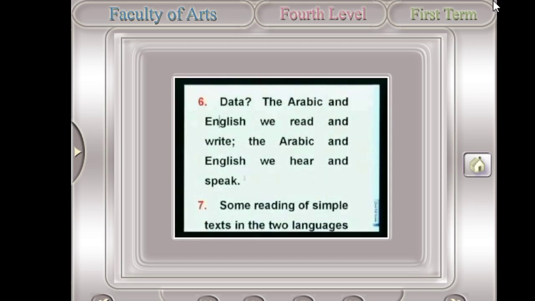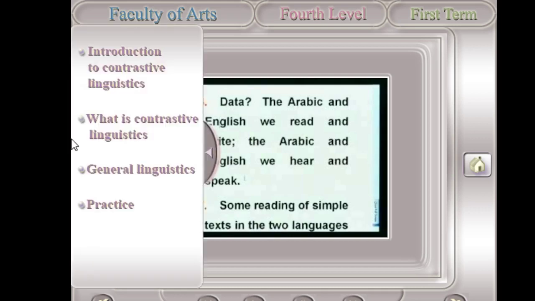The Arabic and English we hear and speak. Spoken English and written English. Spoken Arabic and written Arabic. We are going to focus our attention on samples of Arabic and English, and we see the differences, just like any person, not simply the researcher or the scientist.